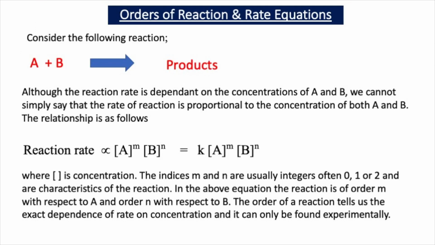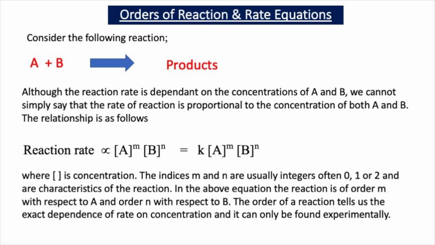So if we consider a chemical reaction A plus B goes to products, although the rate is dependent on the concentrations of A and B, we cannot simply say that the rate is proportional to the concentrations of both A and B, because the relationship is more complicated than that. So reaction rate is proportional to the concentration of A raised to a power m and the concentration of B raised to a power n.